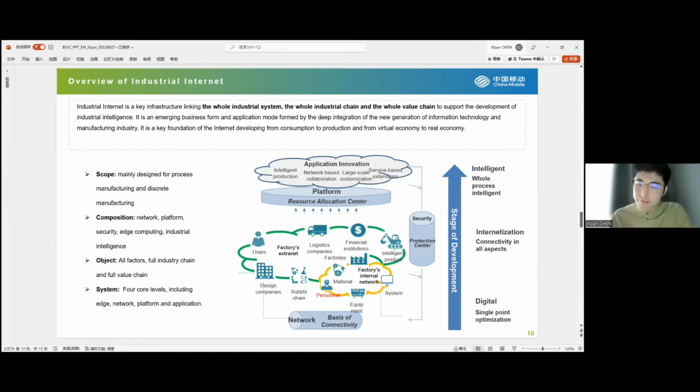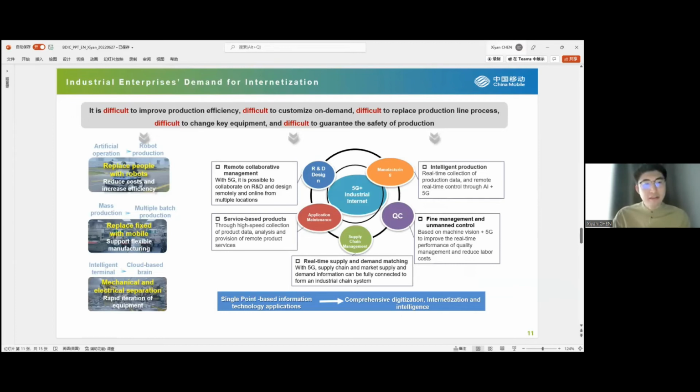So the industrial internet is transformed from the digital to the intelligent in the industrial process. And regarding the demand of industrial enterprises, we can tackle the pain points of the industry from different aspects. For example, it is difficult to improve the production efficiency, difficult to customize on demand, difficult to replace the production line process, difficult to change key equipment, and difficult to guarantee the safety of the production. By using the industrial internet, enterprises can replace people with robots, from artificial operation to robot production, which reduces the cost and increases efficiency, of course.